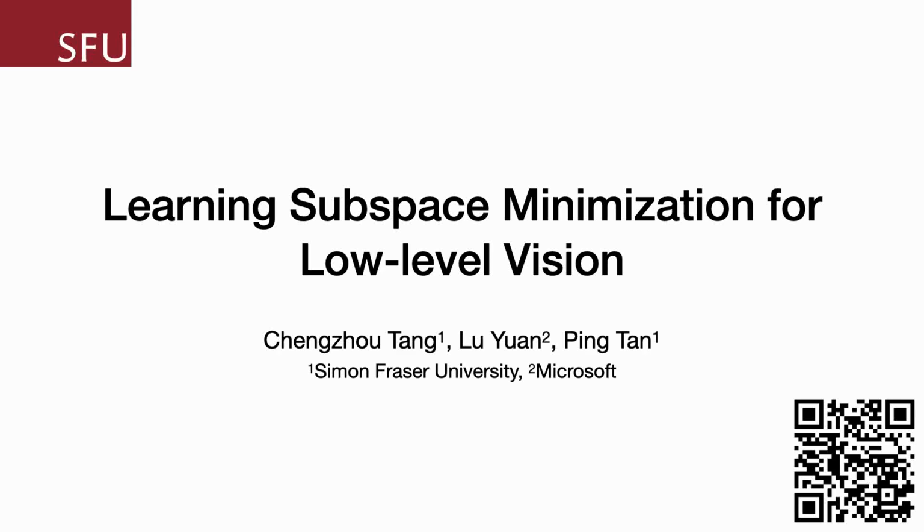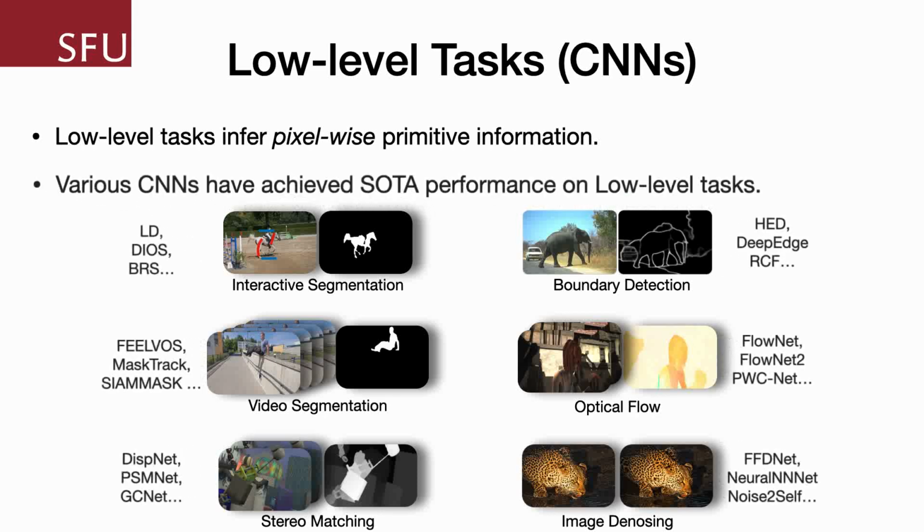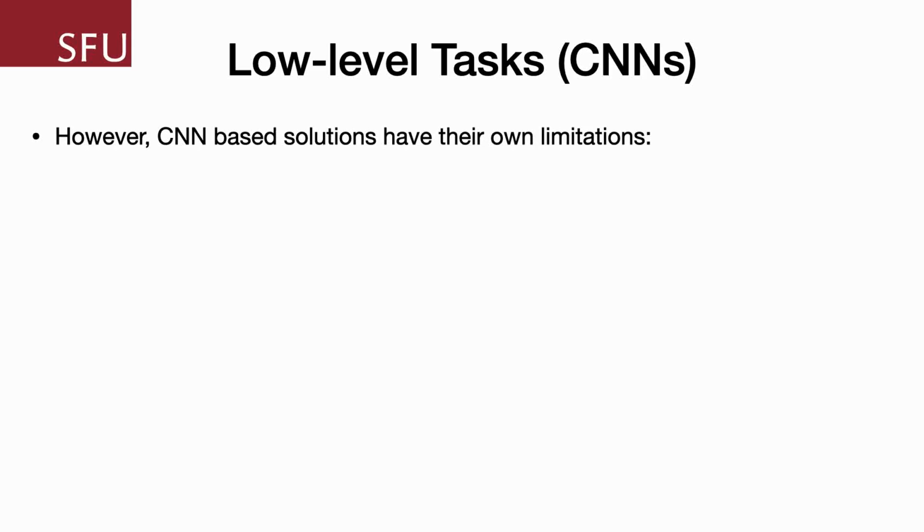In this video, I will introduce our work, learning subspace minimization for low-level vision. The low-level vision tasks usually infer pixel-wise primitive information from images, so they can be handled by CNNs. Many CNN-based methods have been proposed in the past few years, and each of them has achieved state-of-the-art performance for an individual task. However, the fully CNN-based methods have their own limitations.